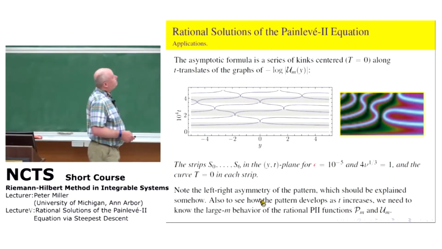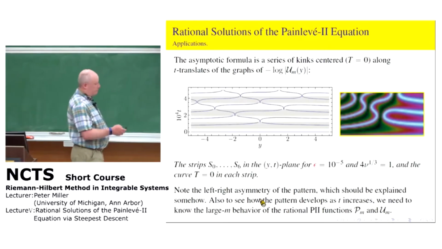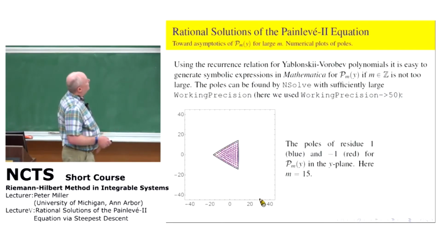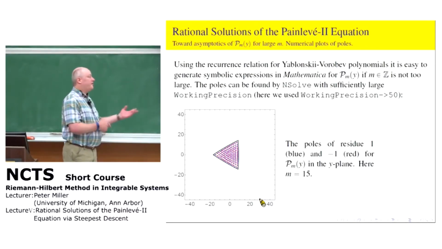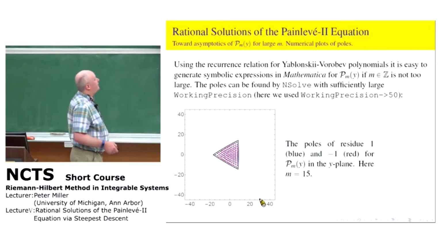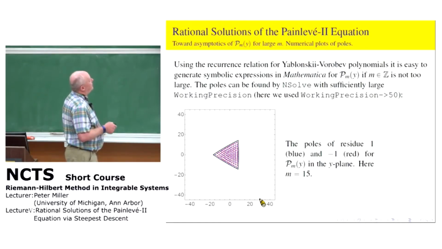All right, so what about this asymmetry? One thing to understand the asymmetry of those graphs is to think about what's going on in the complex plane of the y variable. Remember, you can get these Yablonski-Vorobiev polynomials by just solving an explicit recurrence relation.